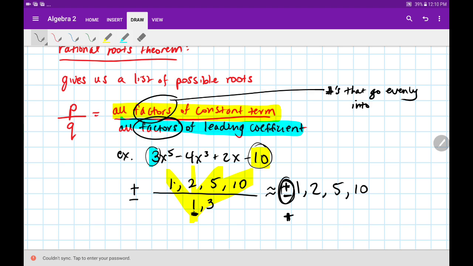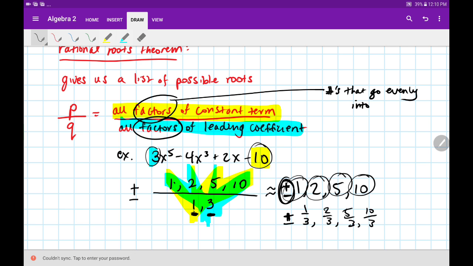We're not done. We also have a second denominator to try everything with, and that's 3. So we've also got 1 over 3, which does not simplify, 2 over 3, 5 over 3, and 10 over 3. So you kind of see the pattern there. 1 over 3, 2 over 3, 5 over 3, and 10 over 3. And I would basically proceed with these in my synthetic division.